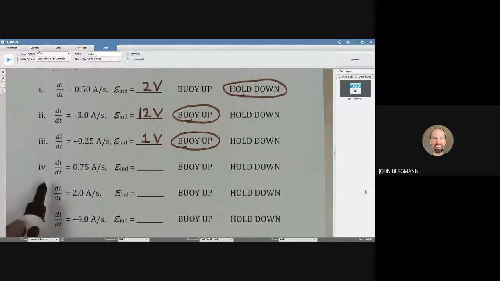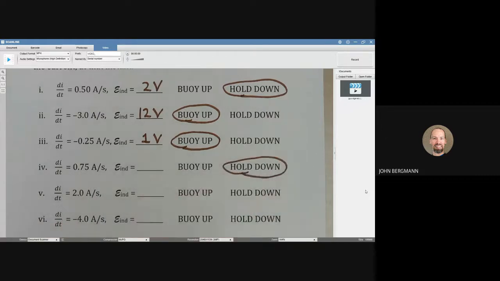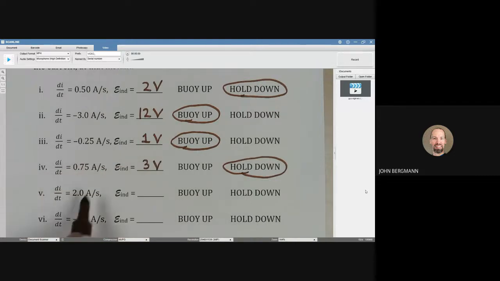A couple more. How about number 4? There's the rate of change of the current. In fact, we can circle buoy up or hold down right now. We can see that the current is on the increase. The EMF is going to try and hold it down. With how many volts will it oppose that change? 0.75 times 4 is 3. How about here? 8 volts. The current is on the increase. We're going to try and hold it down. How many volts? 4 times 4, 16 volts.